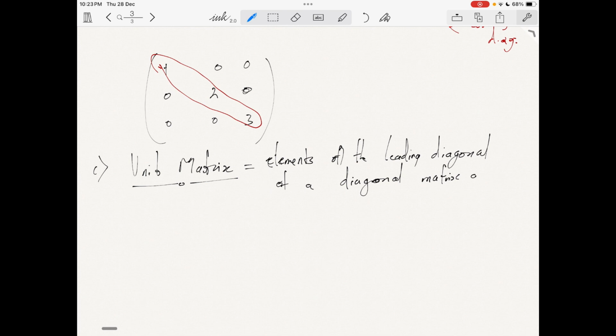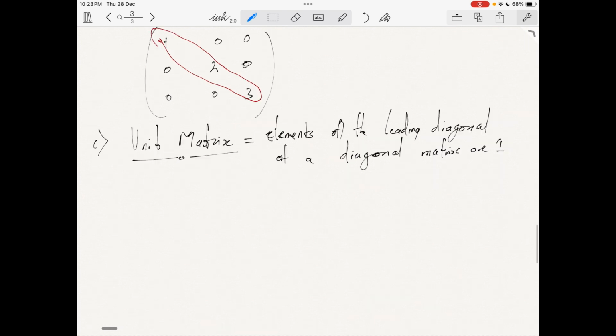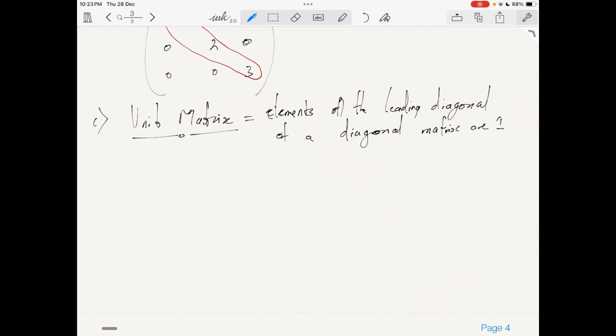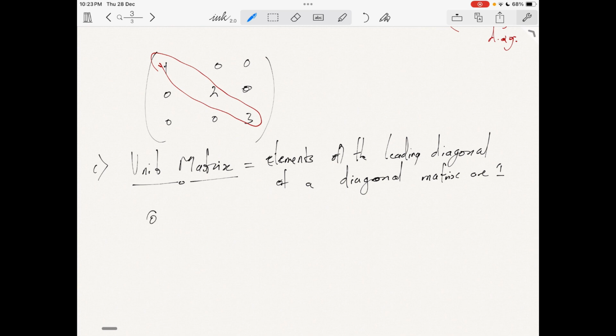Okay, so let's look at this example where we have 1 0 0, 0 2 0, 0 0 3. We all agree that this is a diagonal matrix. Now instead of having 2 and 3, make them just 1 and 1. Now this is a unit matrix.